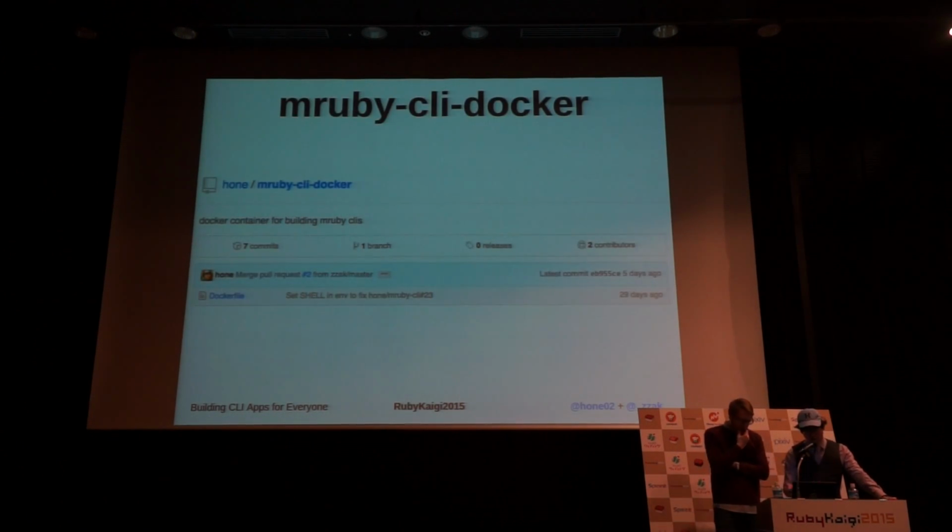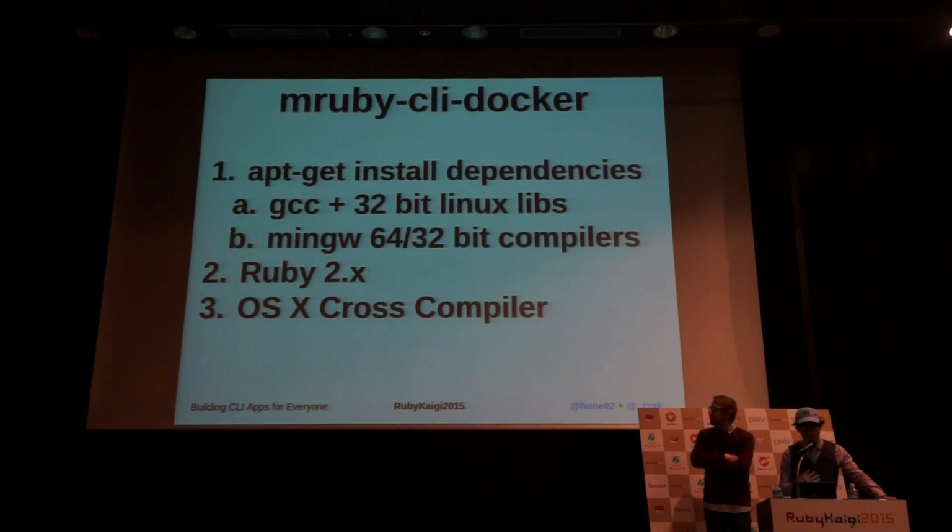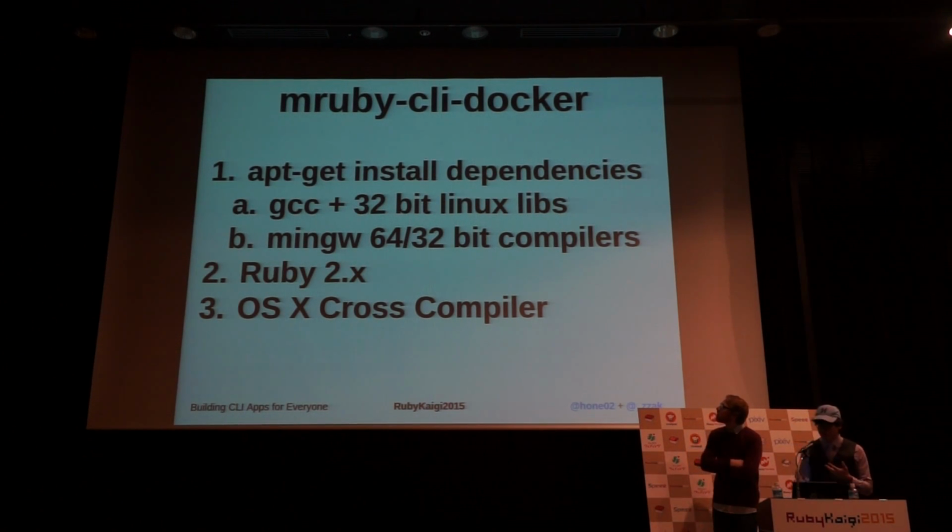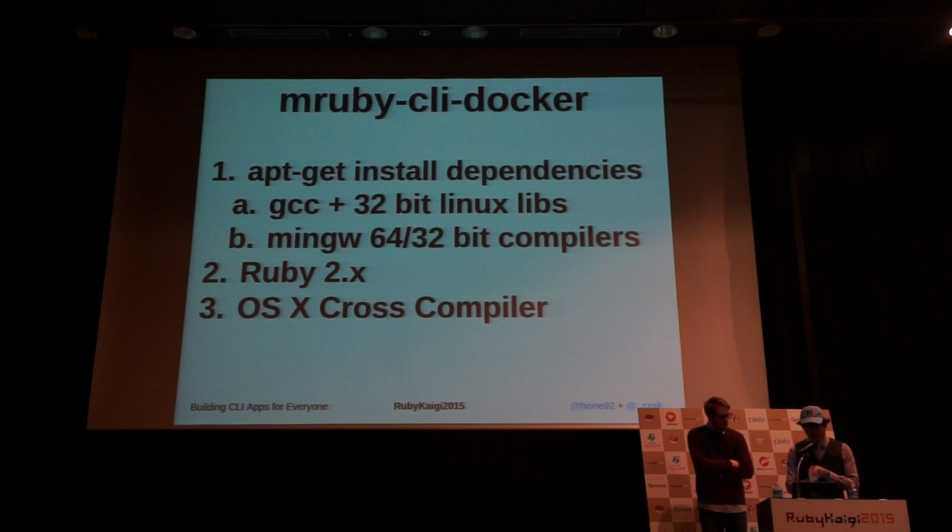So all the Docker stuff lives on a GitHub repo that's publicly available. And inside of it, we basically install all the dependencies that you need to get up and running, so you don't have to set any of this stuff up to get all this cross-compiling support. So we do GCC for both 32 and 64-bit Linux and the headers that we need there. The MinGW stuff for Windows to get 64 and 32-bit compilers. We have Ruby too, to both build mruby itself, because the mruby build system, as we've been talking about, uses Ruby, as well as running the bin tests there. And then finally, we also set up the OS X cross-compiler for you.